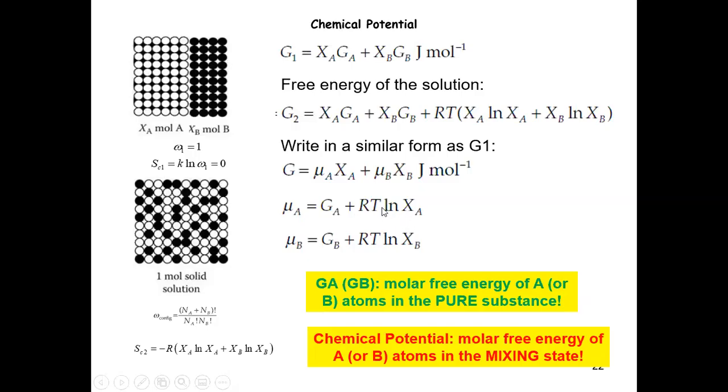But anyway, this part is positive, right? And if you look at xa in a normal range, greater than 0 and smaller than 1, this can always be a negative number, right? So if you compare mu a and ga, what is the conclusion? Mu a is always going to be lower than ga. Does this make sense? What does this mean? This means that the molar free energy of A in the mixing state is lower than the molar free energy of A in the phase separated state or in the pure state. Is this consistent with our conclusion?